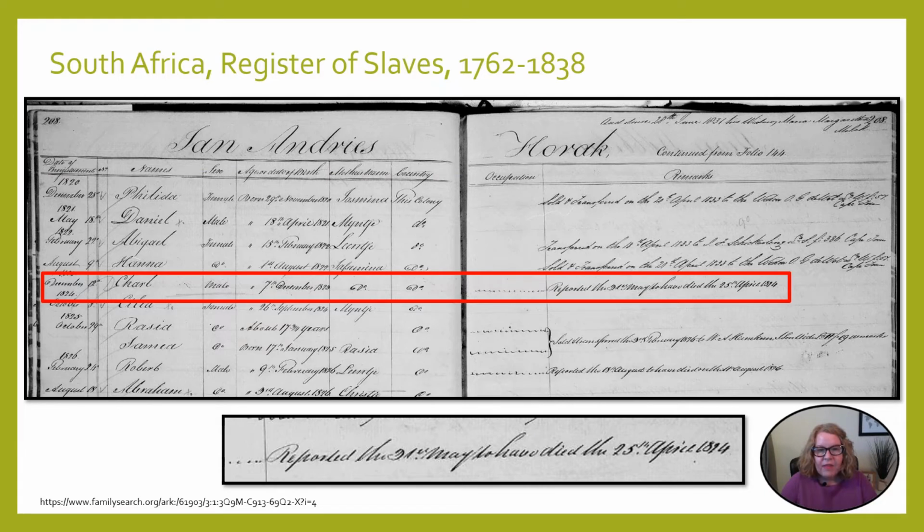Other information in that remarks column will sometimes state when the enslaved person died, as you can see in line number 5 there, the entry for Charles, who was born on the 7th of December 1823, also to a Jasmina. So it could very likely be the same person as that first entry we looked at, just a slightly different spelling. The remarks tell us that it was reported on the 31st of May that the child had died on the 25th of April 1824, so it was only a very few months old. This is the entry here that we're looking at.